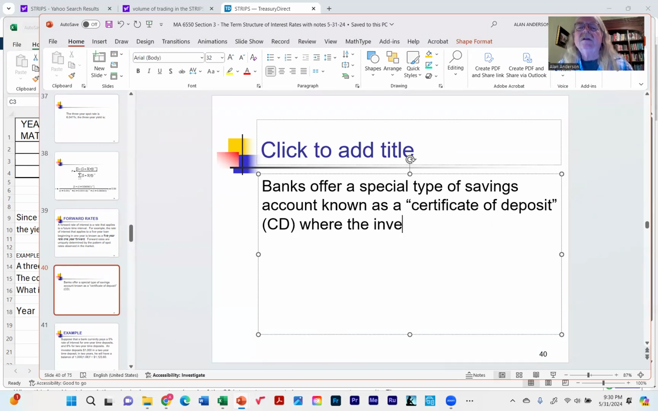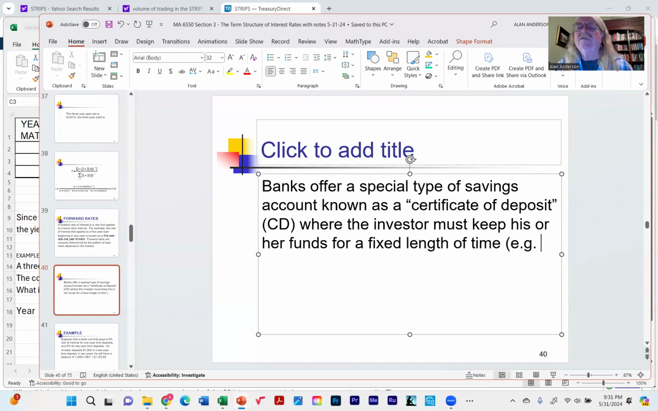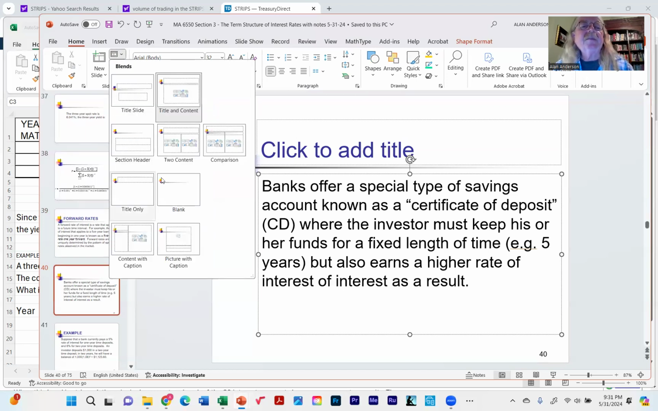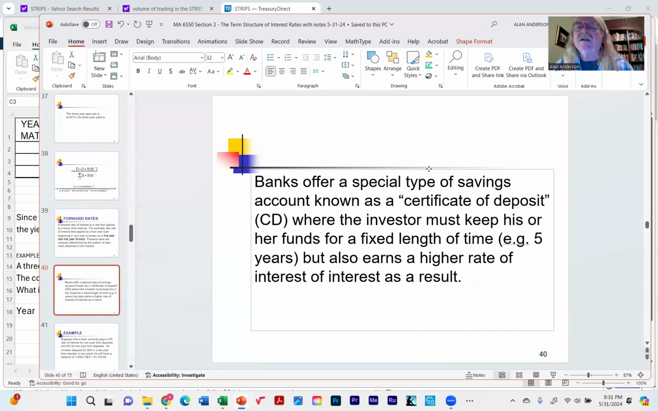where the investor must keep his or her funds in the bank for a fixed length of time. For example, 5 years, but also earns a higher rate of interest as a result. So in other words, and I don't know if we can actually look up CD rates on the internet.